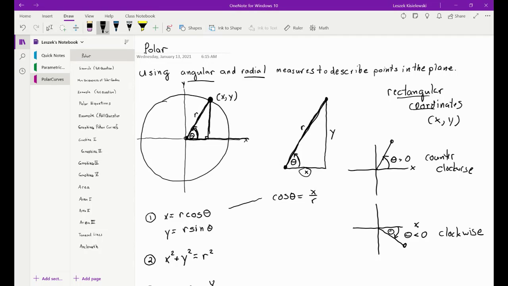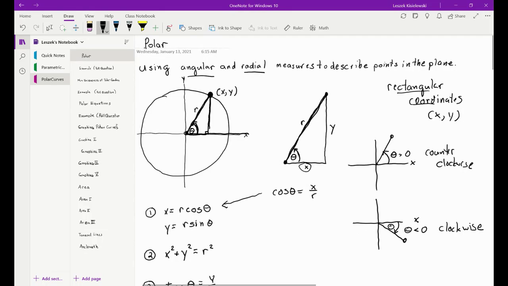So of course that implies, if you solve for x, that x is equal to r cosine theta. Similarly, using our right triangle, sine of theta would be the opposite side, which corresponds to the y coordinate, over the hypotenuse r. So solving for y, we've found what y is in terms of r and theta.